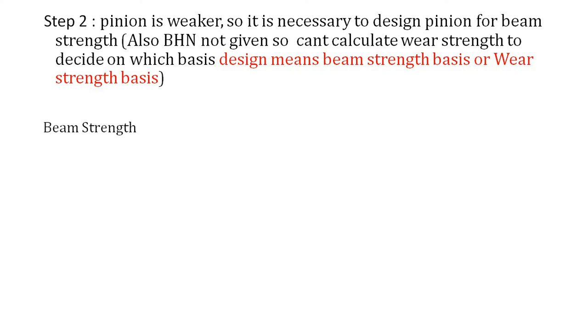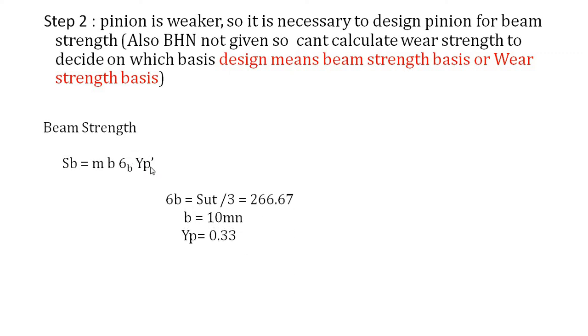Now we will design on the beam strength basis. Formula to calculate the beam strength is SB equal to MB sigma B YP. Here instead of Y we have taken YP because pinion is weaker. Sigma B is bending strength of pinion, that is SUT by 3. B equal to 10 into normal module, YP equal to 0.33. Just put the values of these three, we'll get the value of SB, that is beam strength in terms of the normal module.